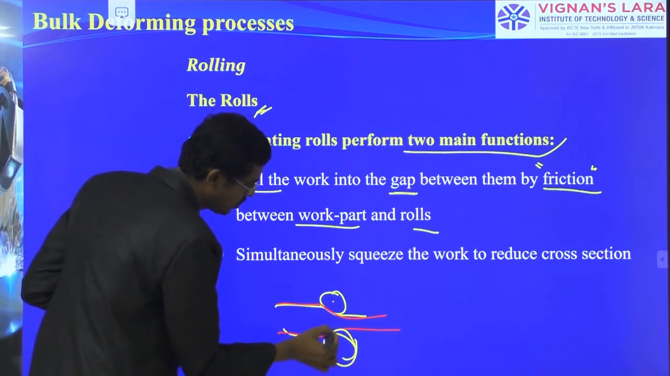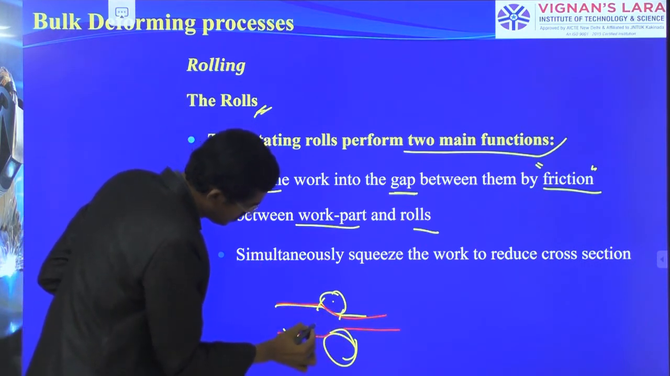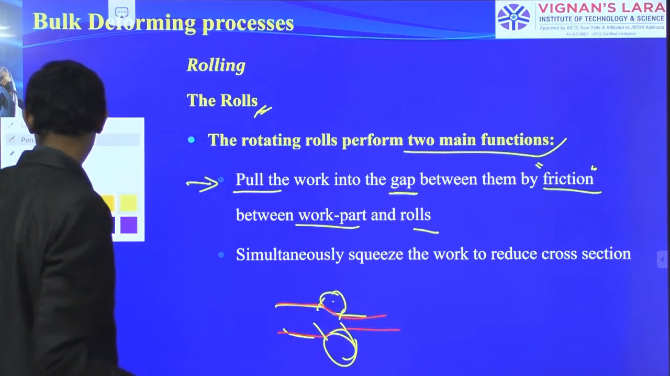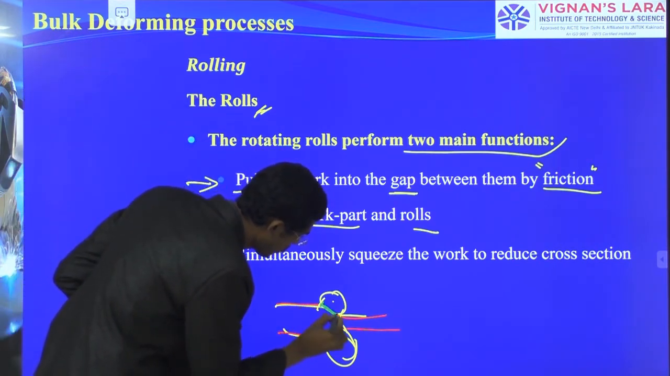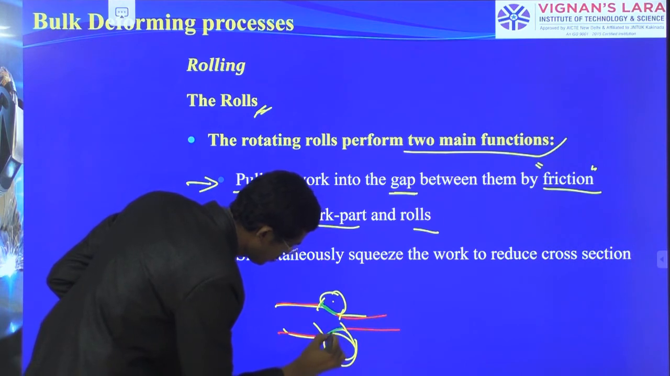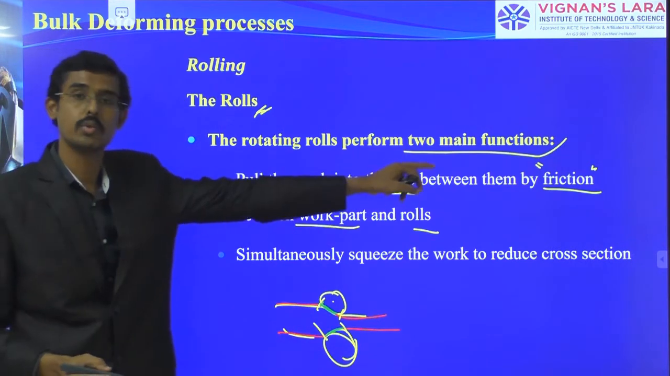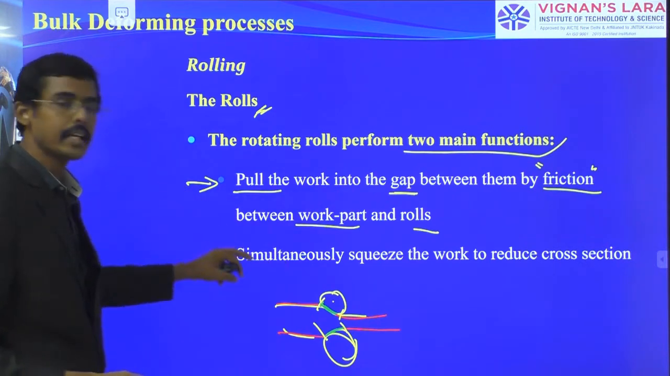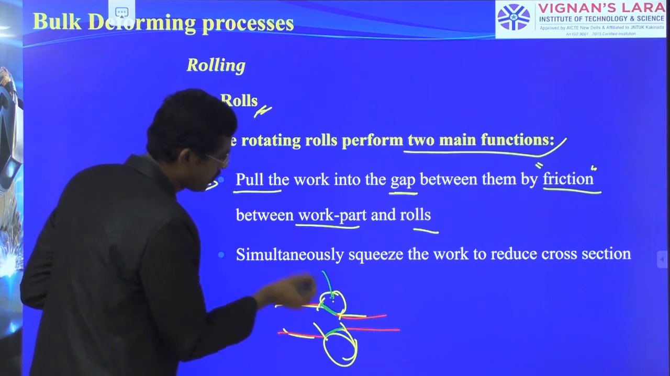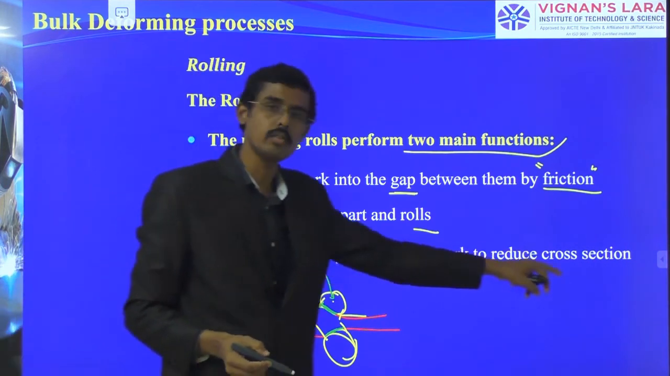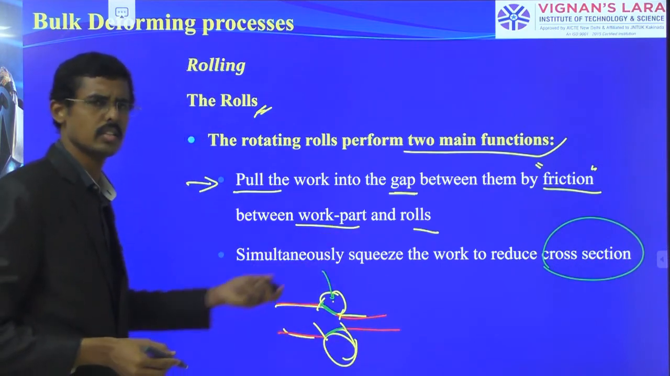So this zone is the contact zone, where it is going to compress and friction is going to happen. Simultaneously we are giving the force also here, pressure, to squeeze the work and reduce the cross section. So this is also happening.